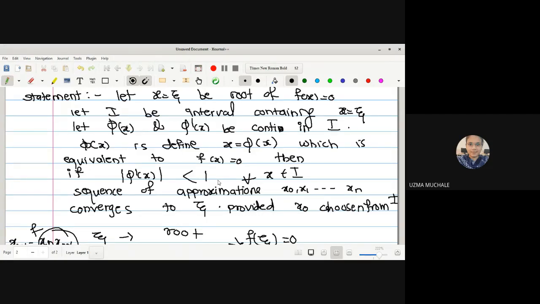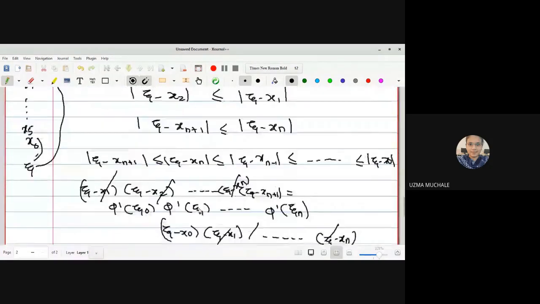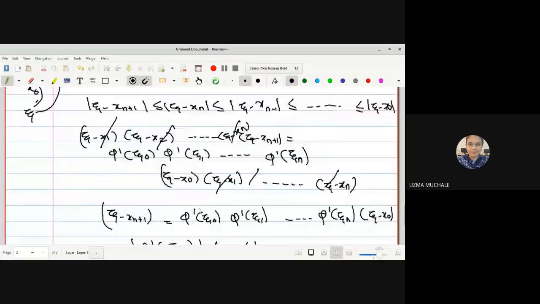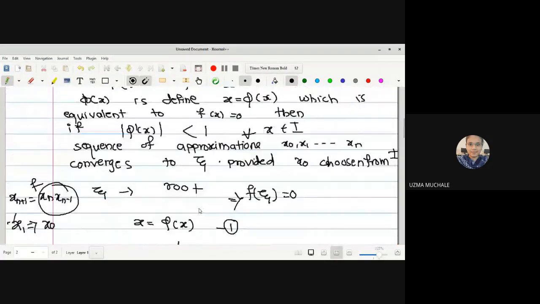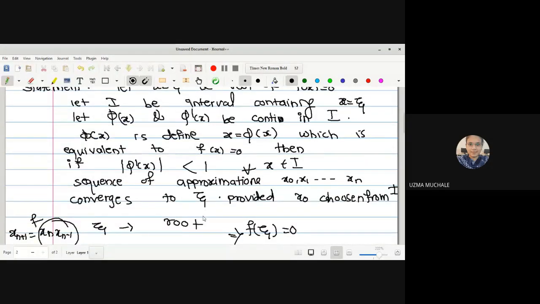What is our aim to prove? The sequence of approximations. That means whatever roots we are finding, they are tending to root zeta. We have to prove that they are tending to root zeta, and hence finally we have proved that the difference between xn plus 1 and zeta is tending to 0 as n tends to infinity. This is what a sequence of approximations is. The sequence of these approximations will tend to root zeta.